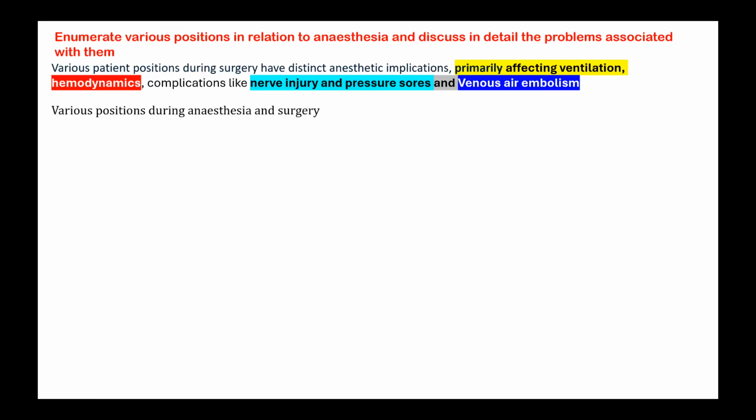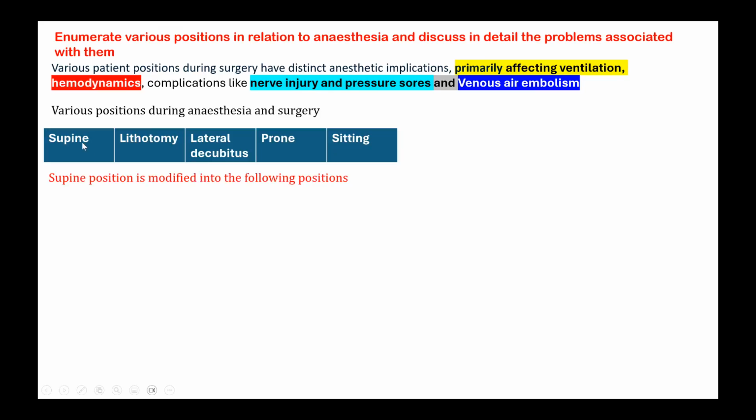And the various positions that are adopted in anesthesia can be supine, lithotomy, lateral decubitus, prone, and sitting. So these are the 5 important commonly used positions. Mostly we do it in supine. Obstetric and gynecology or colorectal surgeons prefer lithotomy, and shoulder surgeons prefer a lateral decubitus position. Spine surgeons prefer a prone position, and neurosurgeons prefer a sitting position. So these are the various surgeries or surgeons which require this particular position.